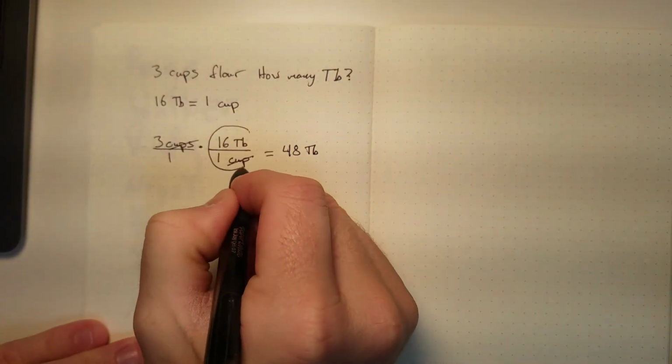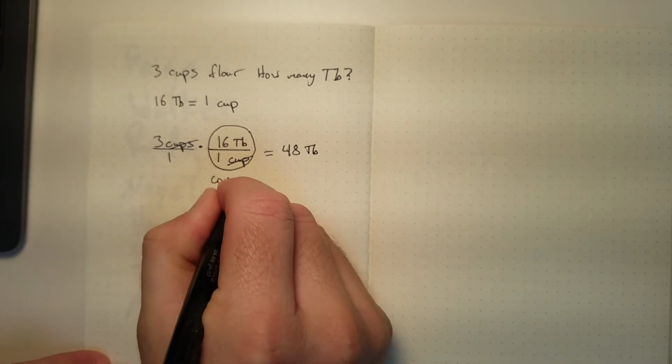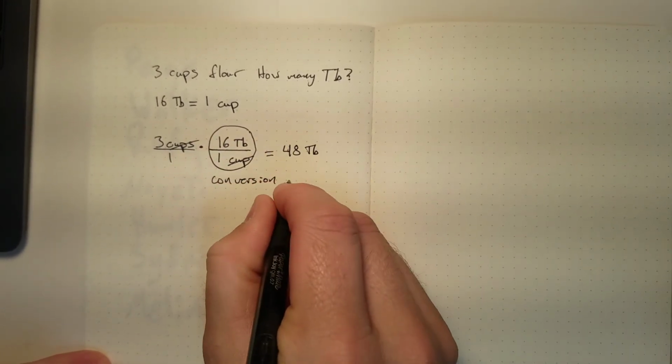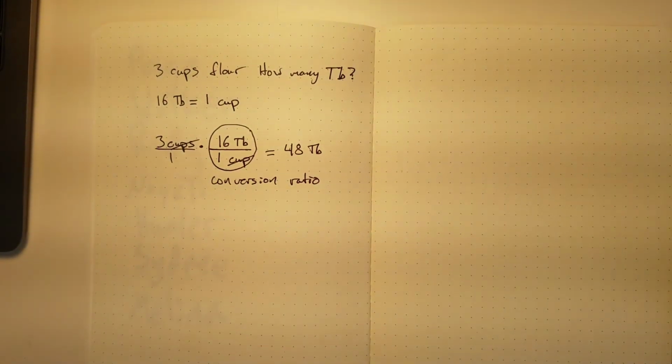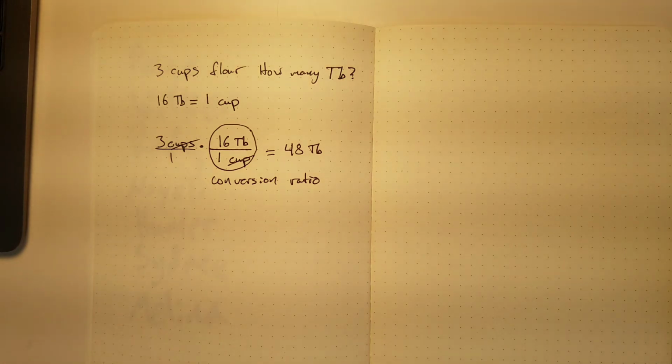This thing right here, I call this your conversion ratio. Basically what it is, it's multiplying by 1, because 16 tablespoons and 1 cup are the same thing. So when you multiply a number by 1, you're not changing its value. So we're not changing the value of 3 cups of something. I've been doing some baking lately, and 3 cups of flour and 48 tablespoons of flour are the exact same amount. So we haven't changed the amount at all. All we've done is change how it looks. And this is basically what you're going to do for most of this unit.